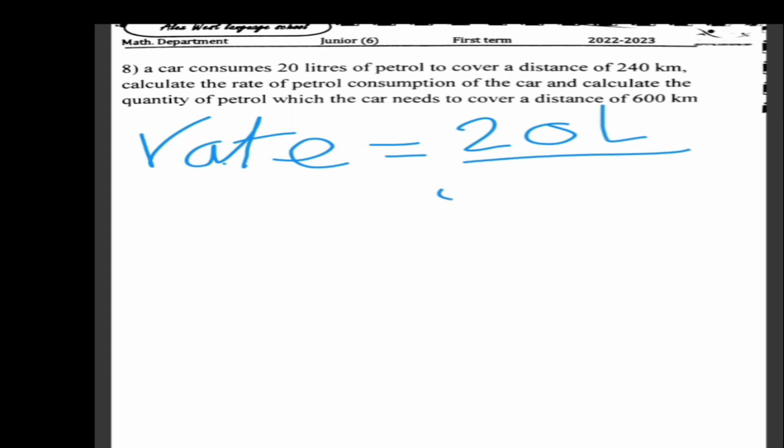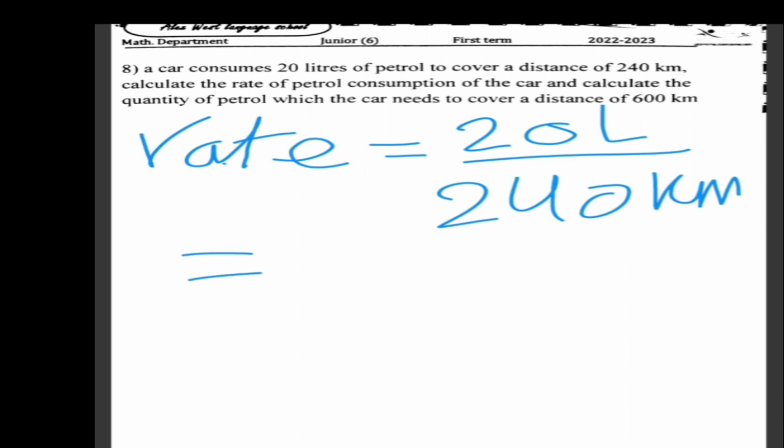In this example, he says that a car consumes 20 liters of petrol to cover a distance of 240 kilometers. Calculate the rate of petrol consumption of the car and then calculate the quantity of petrol which the car needs to cover a distance of 600 kilometers. First, we will get the rate. The rate, as we said, is a ratio between two quantities with different kinds of units. So rate equals 20 liters over 240 kilometers.